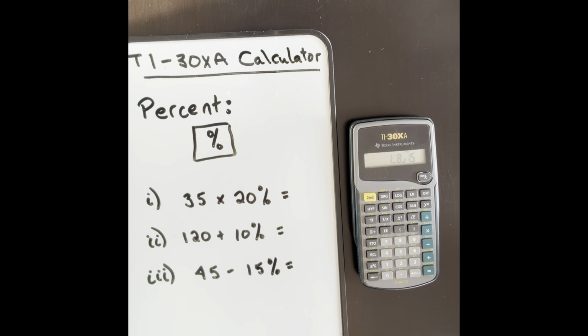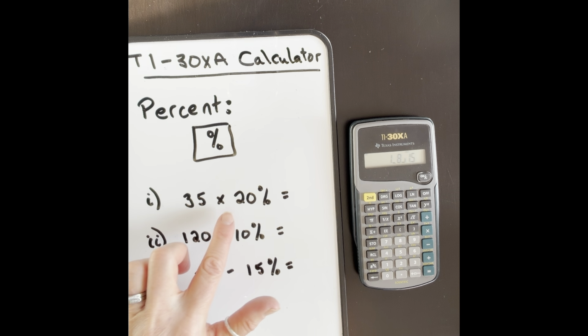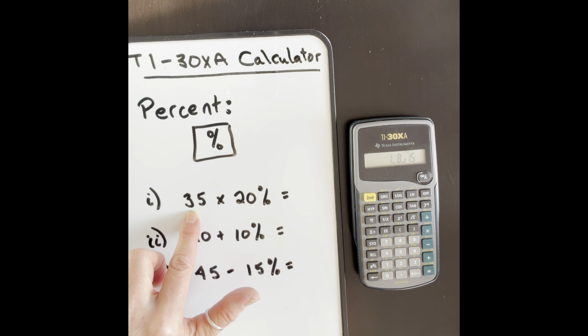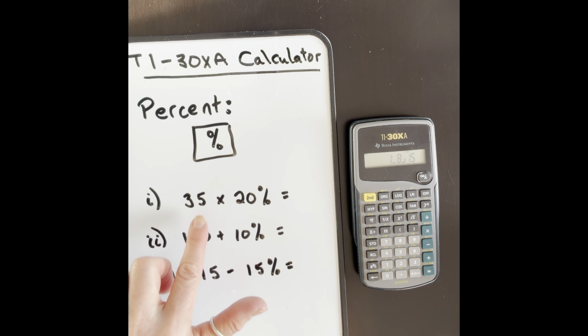The next function we're going to take a look at is the percent function, which is located as the second function above the number 2. And there's a few different ways you can use that percent function. You can find a certain percent of a number. So in this example, we're finding 20% of 35. So in other words, we go 35 times 20%.